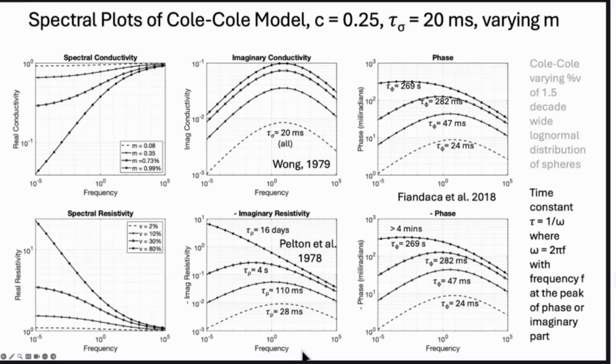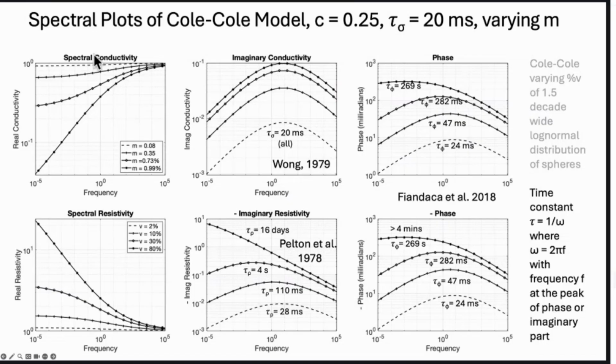So just looking at some Cole-Cole responses, I've taken a frequency dependence of 0.25, a time constant of 20 milliseconds, and I'm varying chargeability. If we look at the imaginary conductivity, all of those peak at the same frequency, with a time constant of 20 milliseconds, or a frequency of 1 upon 2 pi times 20 milliseconds. So frequency is roughly 10 hertz.